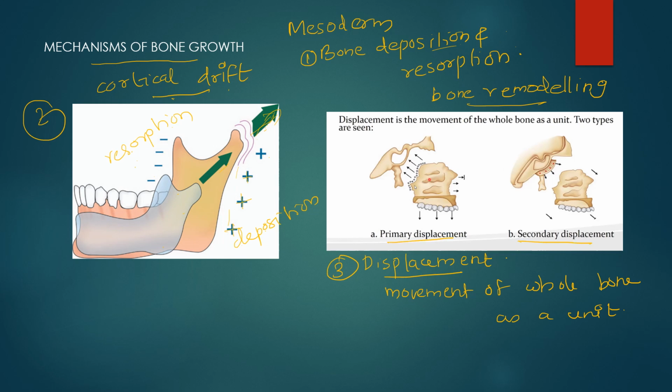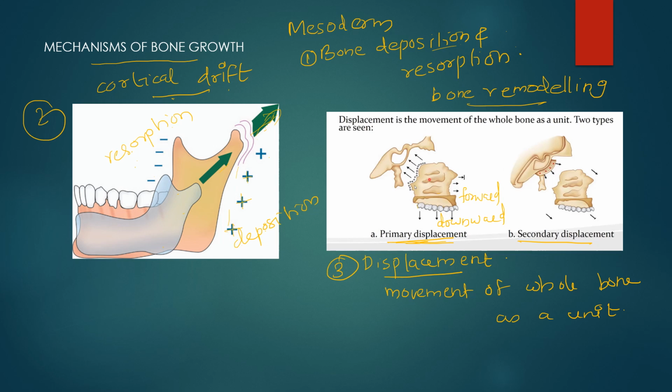In primary displacement, if a bone gets displaced as a result of its own growth, it is called a primary displacement. A bone is displaced due to its own growth. Here the maxilla is displaced forward and downwards due to its own growth. At the tuberosity region, the growth of the maxilla occurs, and this causes displacement of the maxilla in the forward and downward direction. This is called the primary displacement.